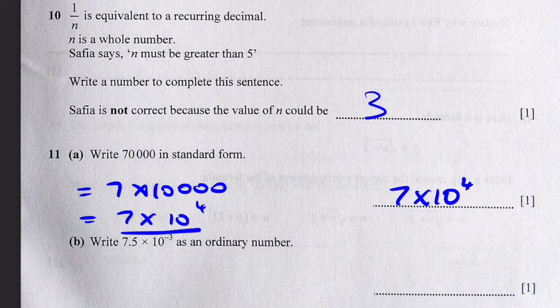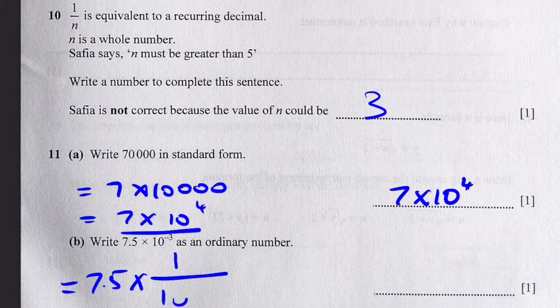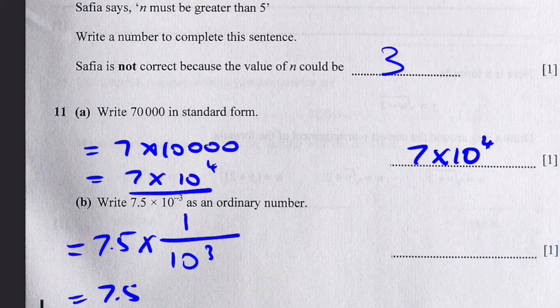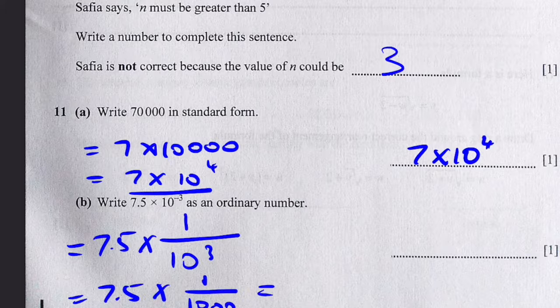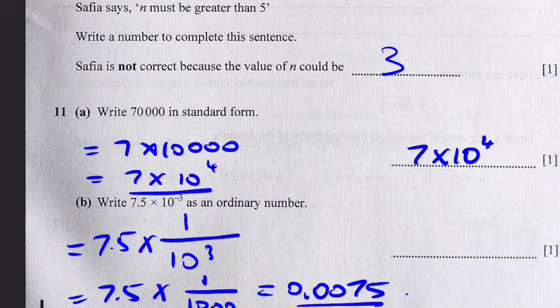Write 7.5 into 10 to the power of minus 3 as an ordinary number. Remember that there's a minus, so that means that'll be equal to 7.5 into 1 by 10 to the power of 3, which is 7.5 into 1 by 1000, which actually is 0.0075 if we did correctly. That's the answer. Let's go to question 12.